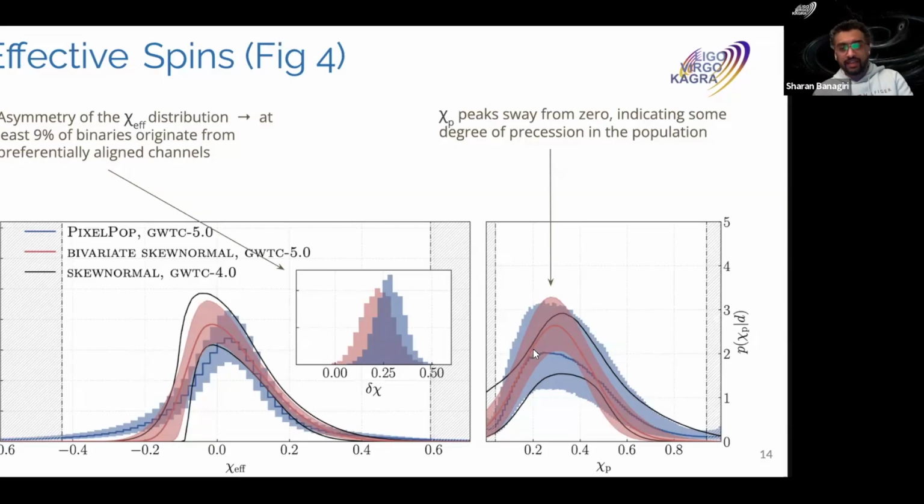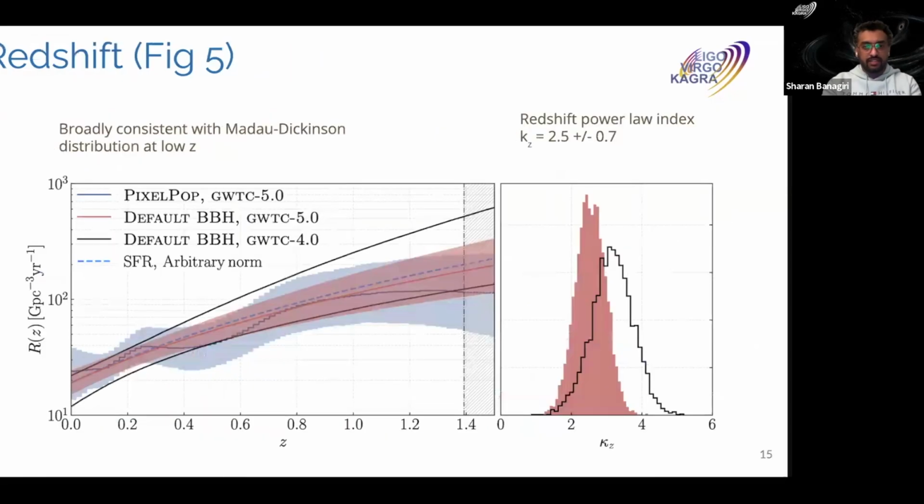The plot on the right shows the effective precessing spin distribution. We find that this distribution peaks away from zero, indicating some degree of precession in the population. So there is support that at least some fraction of binaries have in-plane spin. And this is consistent with the fact that for the effective inspiral spin, we recovered binaries having anti-aligned spins. Okay, so that's for the spins. Let's look at redshifts.